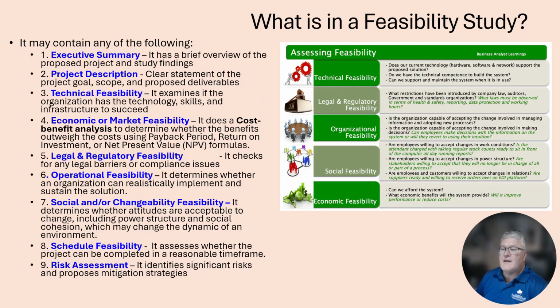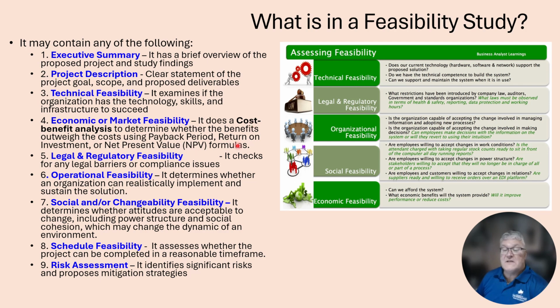So what is in a feasibility study? In other words, what's it composed of? Well, here are several elements concerning what's in a feasibility study. You have an executive summary. It has a brief overview of the proposed project and the study findings. You have a project description. It's a clear statement of the project goal, scope, and proposed deliverables. You have the technical feasibility. It examines if the organization has the technology skills and the infrastructure needed to gain success.